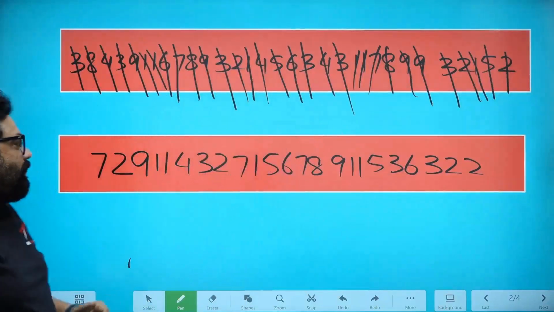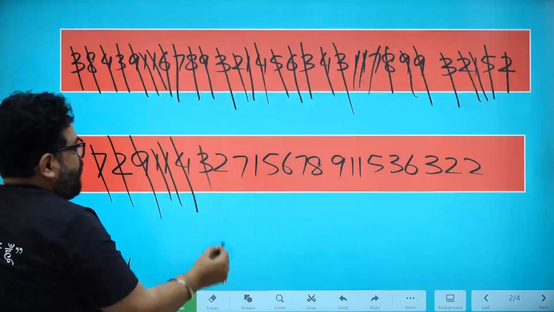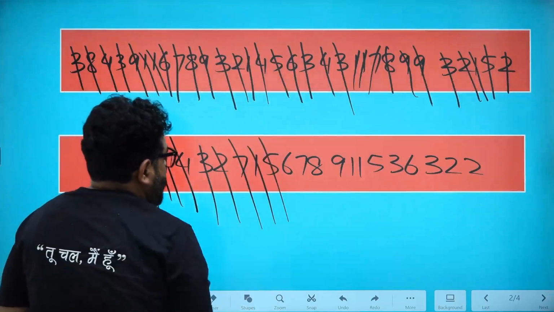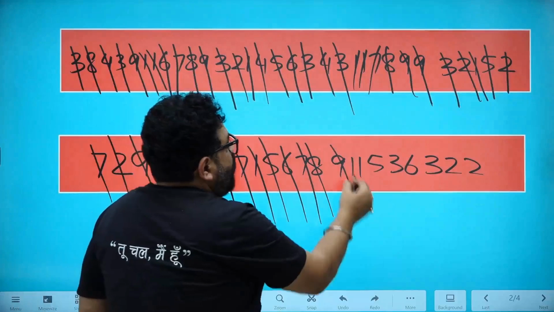Let's check out the second one. 7 plus 2, 9, ignore. 9, ignore. 1 plus 1 plus 4, 6, ignore. 3, ignore. 2 plus 7 is 9, ignore. 1 plus 5 is 6, ignore. 6, ignore. 7 plus 8 is 15, ignore. 9, ignore. 1 plus 5, ignore.